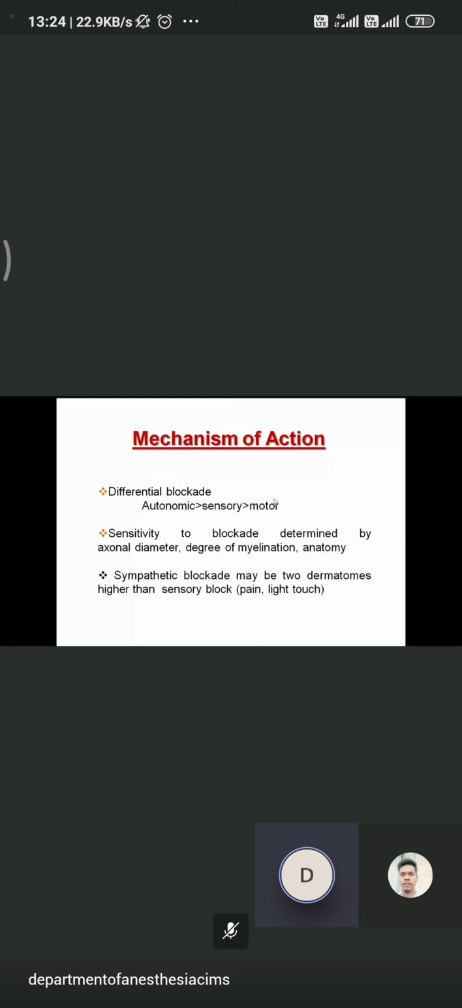And now also the sensitivity of the blockade by local anesthetic when injected in the subarachnoid space is determined by the axonal diameter of the nerve, the degree of myelination, and the anatomy. Okay. The sympathetic block may be 2 dermatomes higher than the sensory block.